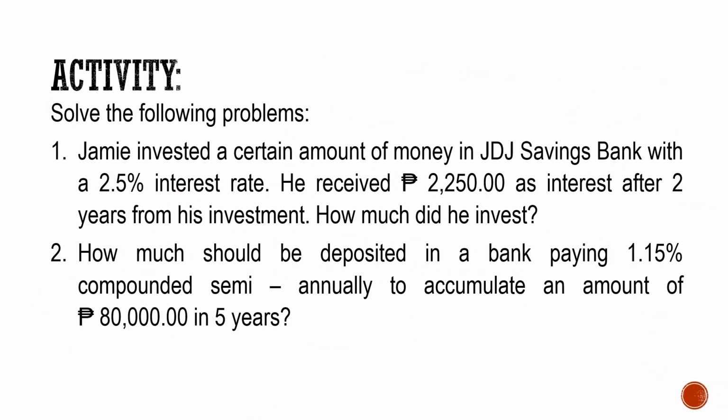So for the activity, solve the following problems. For number one, Jamie invested a certain amount of money in JDJ Savings Bank with a 2.5% interest rate. He received 2,250 pesos as interest after 2 years from his investment. How much did he invest? And for number two, how much should be deposited in a bank paying 1.15% compounded semi-annually to accumulate an amount of 80,000 pesos in 5 years?